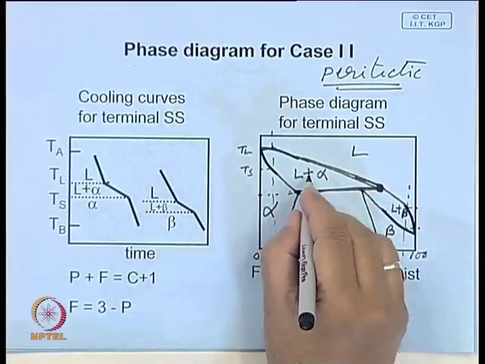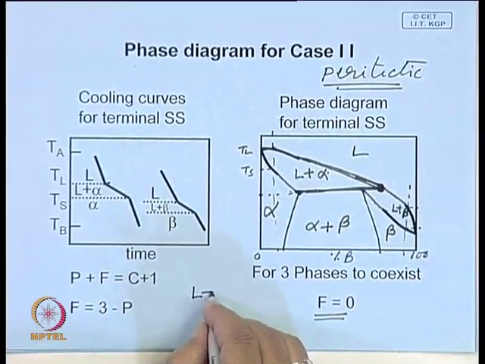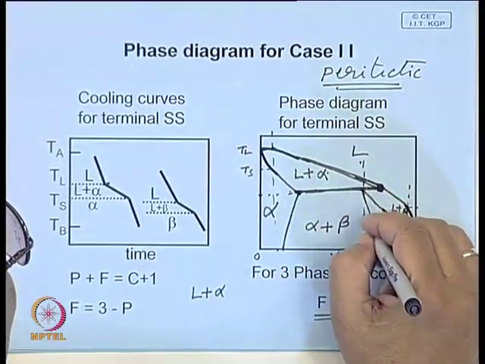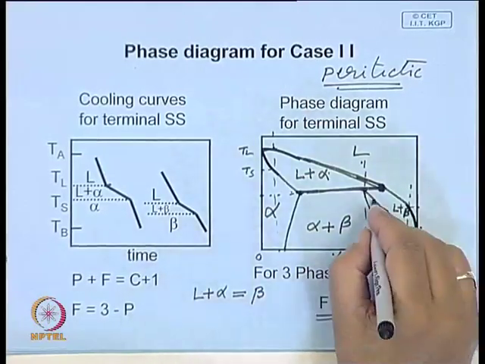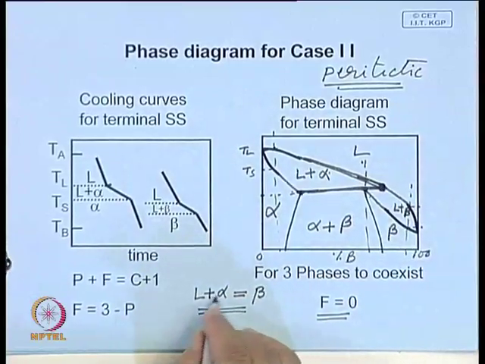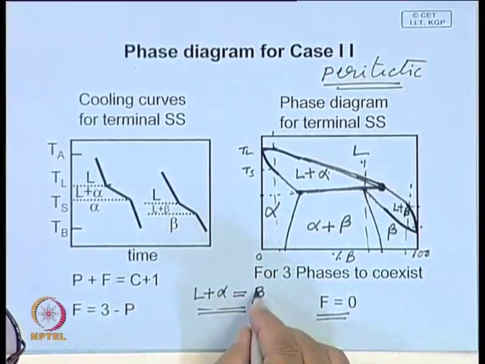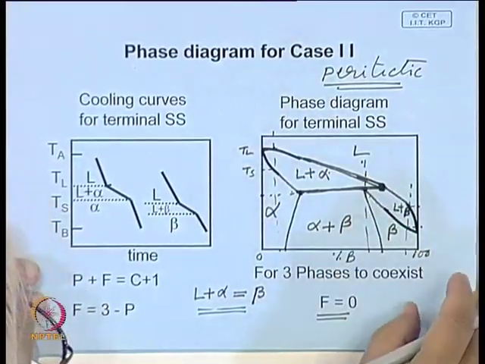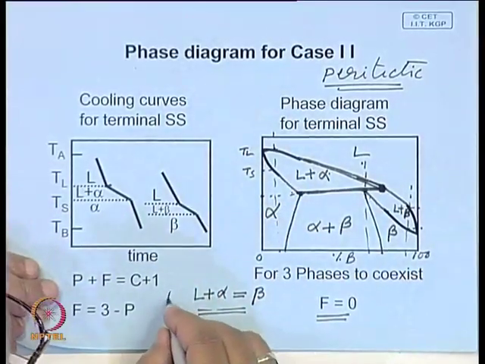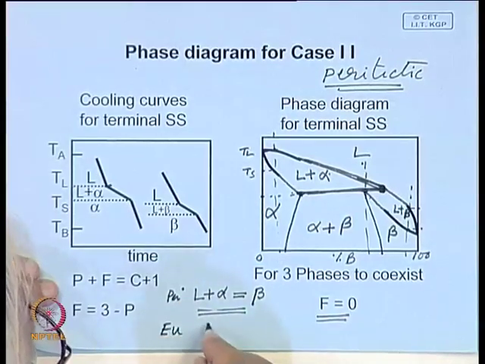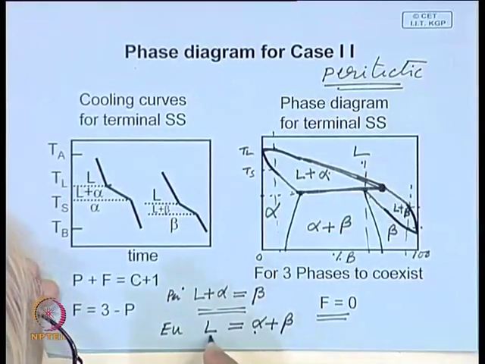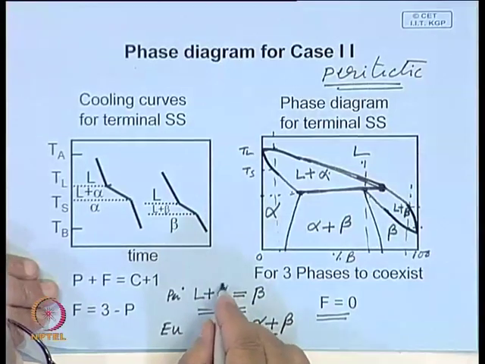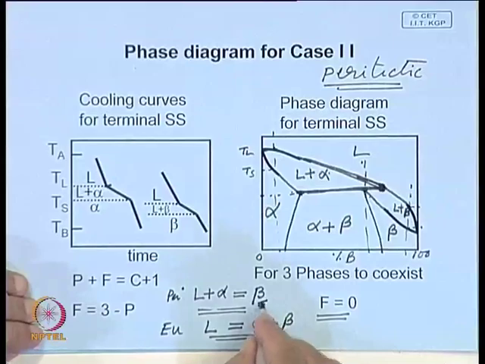So, what is happening here: you have liquid plus alpha, and at this point the liquid plus alpha combine, they react and they give the solid solution beta. That means when this transformation is complete, the entire amount of alpha disappears and is replaced by beta. So, look at the difference between eutectic and peritectic. In a eutectic, the liquid breaks down simultaneously into a mixture of two phases, alpha and beta. Whereas in a peritectic, the liquid reacts with primary alpha and gives beta.